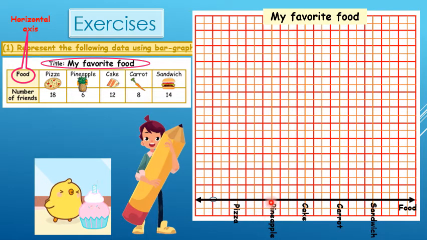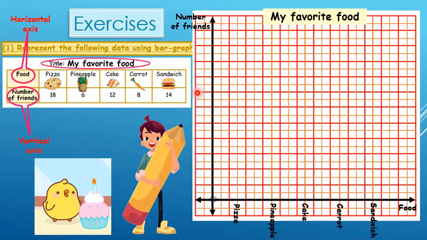Make a space here and write down here pineapple. Make a space here and write down here cake. Make a space here and write down here carrot. Make a space here and write down here sandwich. Next one, another axis, which is number of friends. On the vertical axis, which is number of friends, we will note that we have the numbers 18, 6, 12, 8, and 14. And all of these numbers are even numbers.